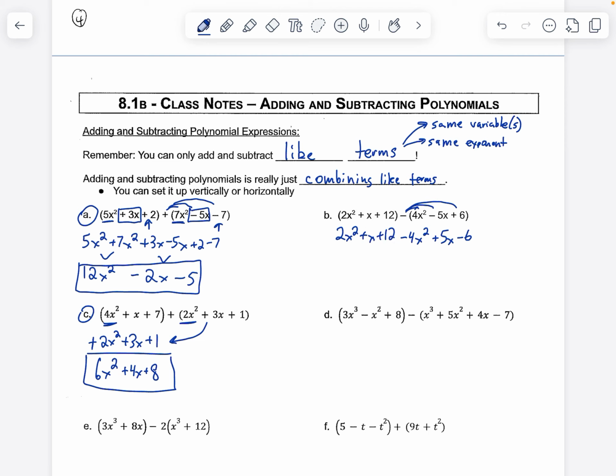And then from there we can combine like terms. So 2x squared and negative 4x squared, x and 5x, and 12 and negative 6. As our last step, combining like terms, our final answer we should end up with is negative 2x squared plus 6x plus 6.